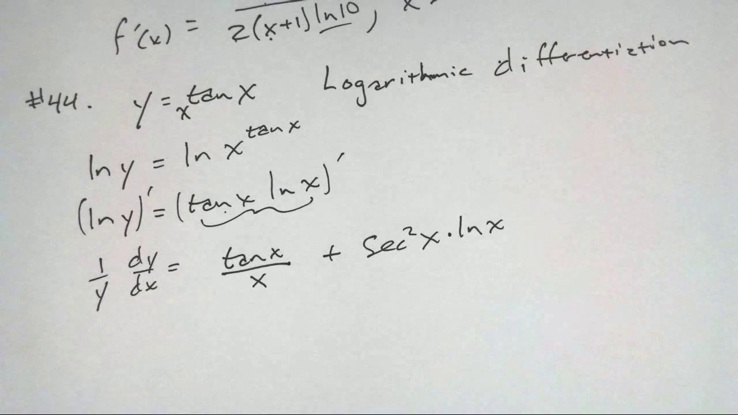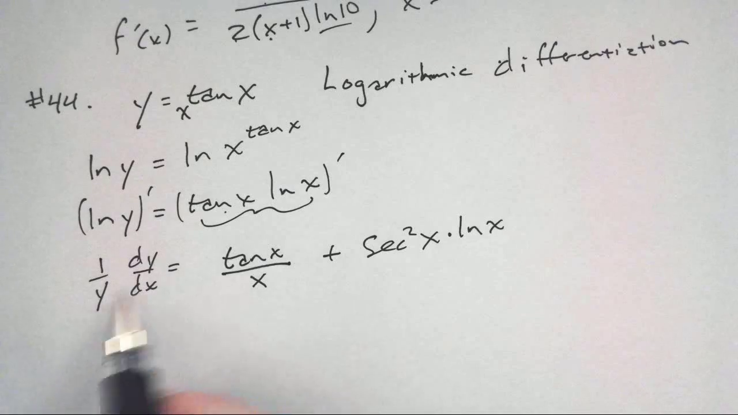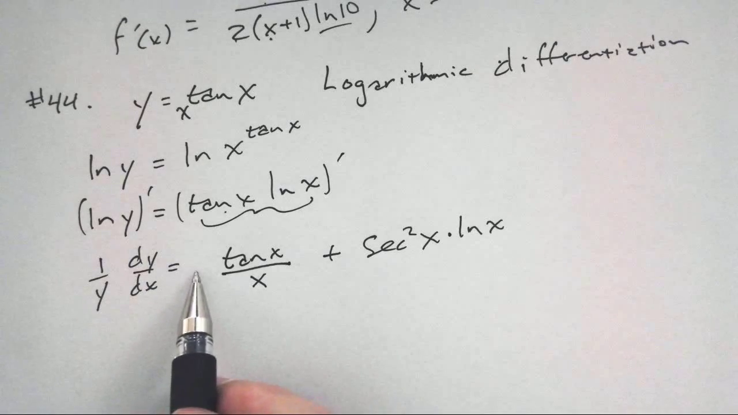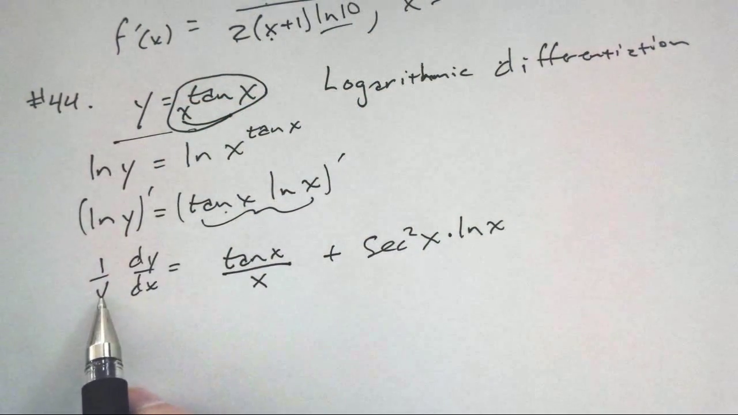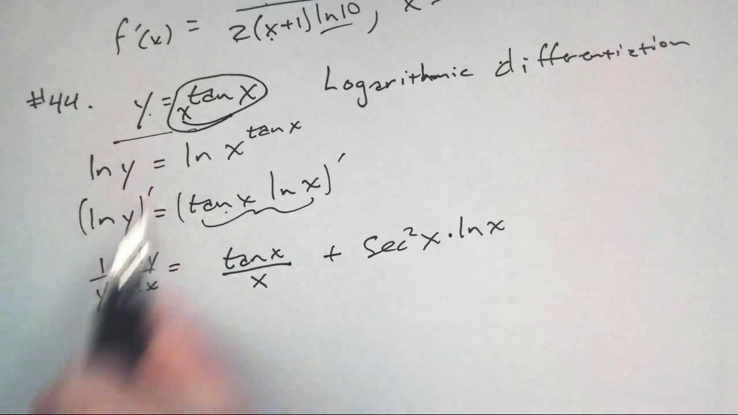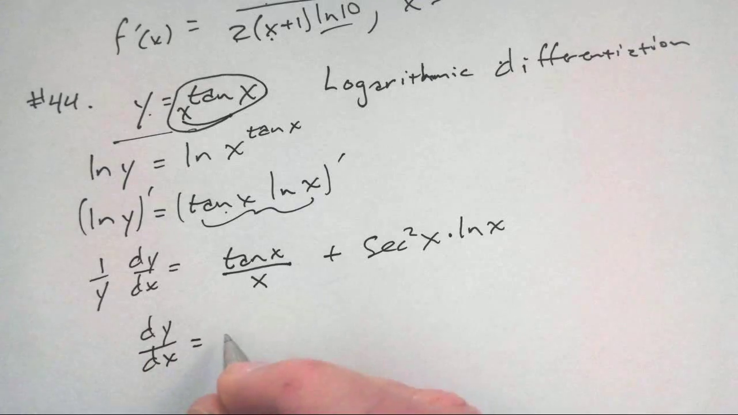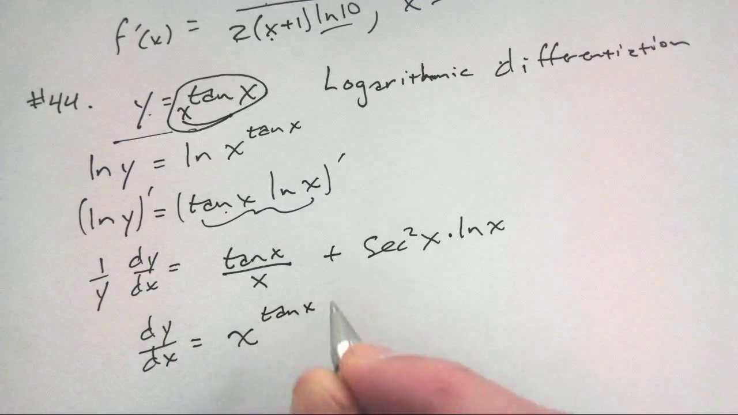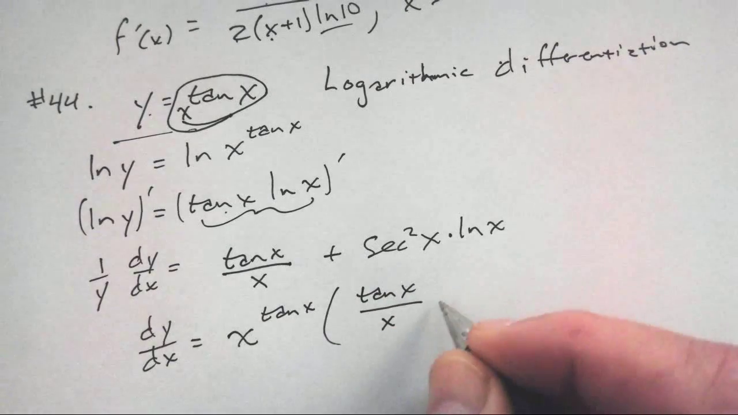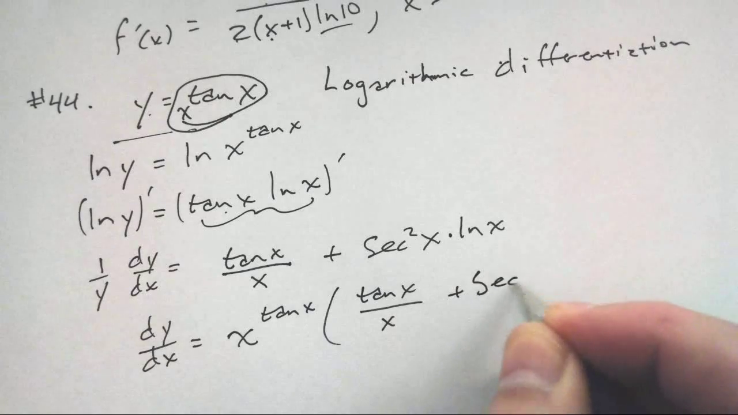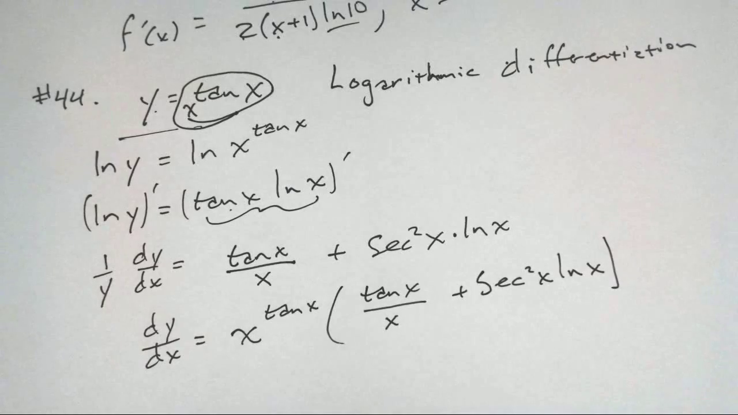And for dy dx, all I need to do is multiply both sides by y. So if I multiply both sides by y, I get y here, but y is equal to this. So instead of multiplying by y, I'm going to multiply this side by y and this side by something equal to y. And I get dy dx equals x to the tangent of x times tangent of x on x plus secant squared x ln x. And that is actually the back of the book answer.